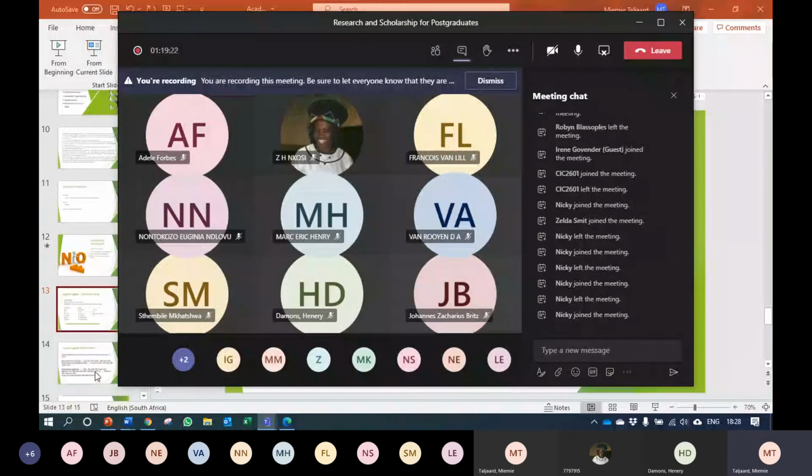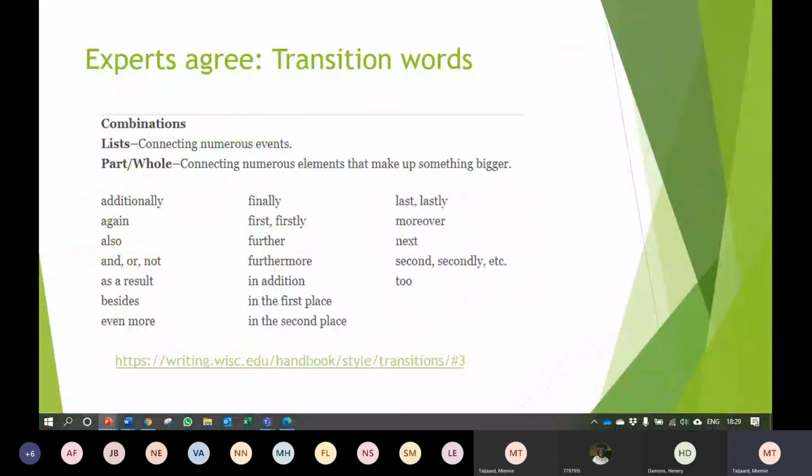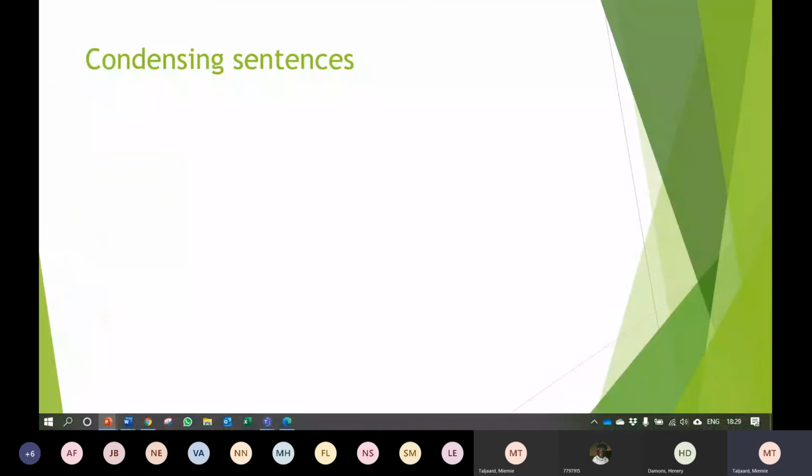Those are the transition words, the phrase bank. And now I want to give you an example of how to condense sentences. You've already made a good sentence, but now you are seriously running out of pages, so you need to make it shorter. One tip I can give you is to take the verbs and change them to nouns, and the sentence will become shorter.